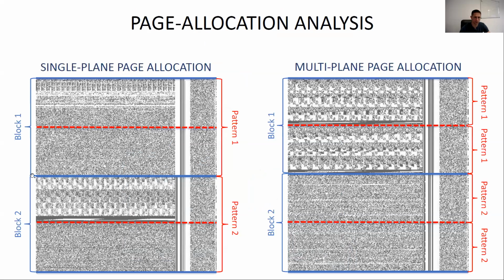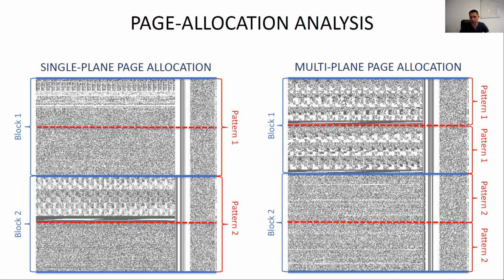So that's the single plane page allocation. Let's say that this is one block, and this is the next block. We can see that the first half of the block doesn't look equal to the second part of the block. And the same here, it looks different. So once we find very different parts within one block, we understand that single plane page allocation was used.